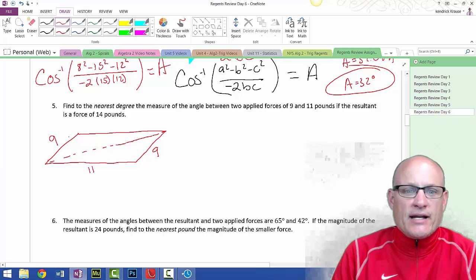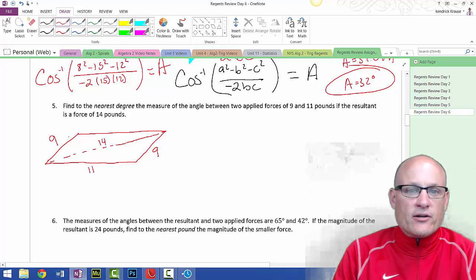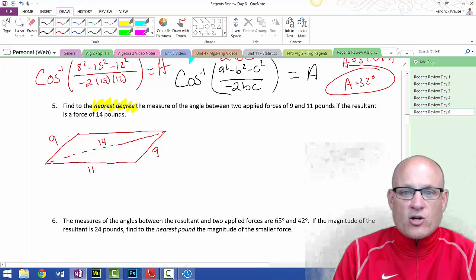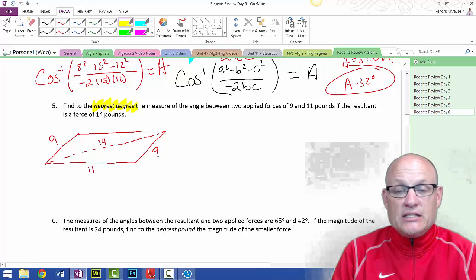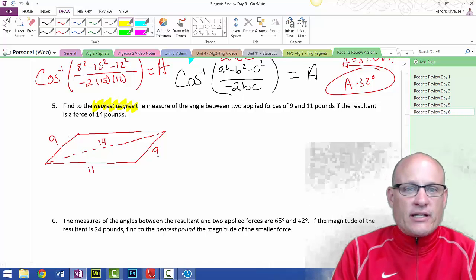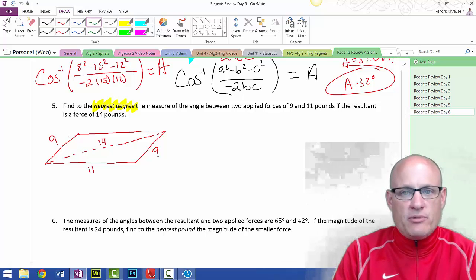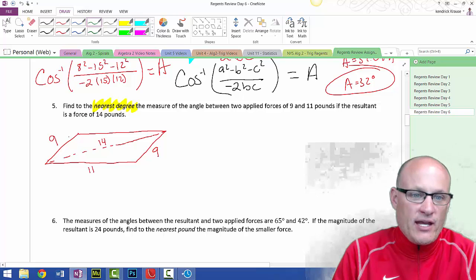So, 9, 11, and the resultant is 14. Now what's the question asking? Find, to the nearest degree, the measure of the angle between the two applied forces of 9 and 11. We'll start highlighting things. Oh, this one's a little tricky. Let me help you through this one, because I know you need me to. What it's saying is it wants to know what this angle is right here.